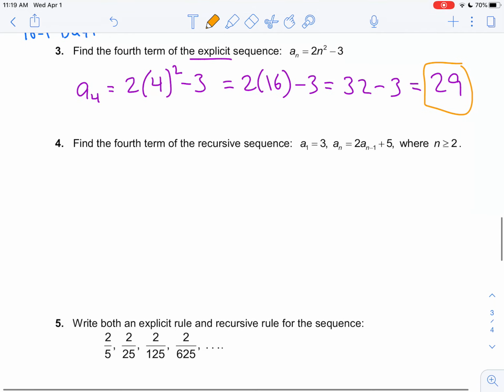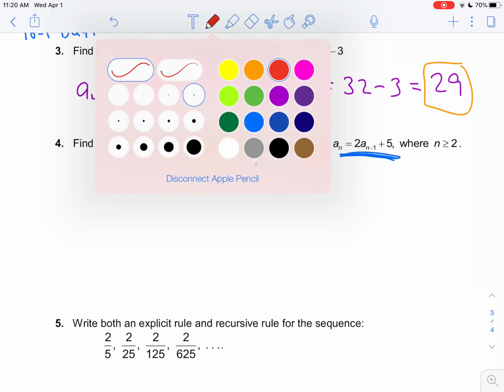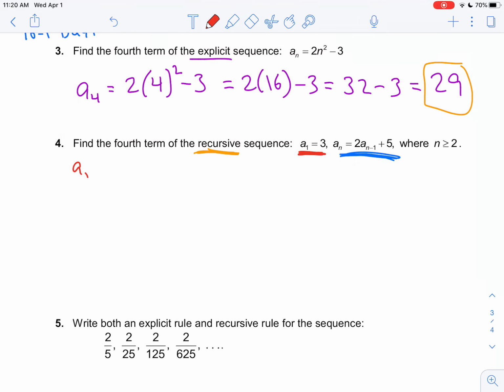But in video 1, we also talked about the recursive sequence, the recursive rule, recursive formula. Quick reminder, there's two parts. There is the first term, and then there's the rule that helps you get each additional term. So we want the fourth term, but I can't do that until I know the third term, and I can't do that until I know the second term, and I can't do that until I start with the first term. So there we go. Let's do it. A sub 1 equals 3.